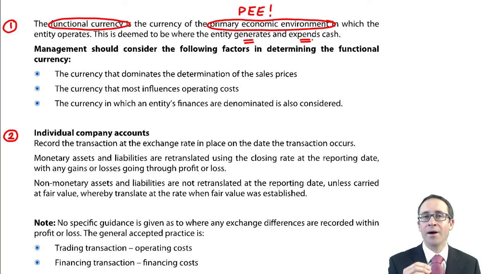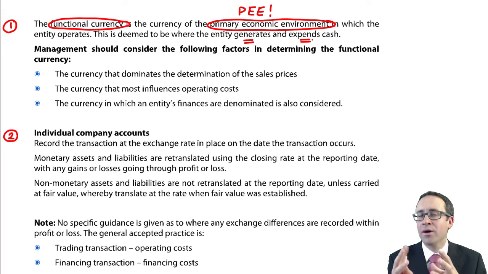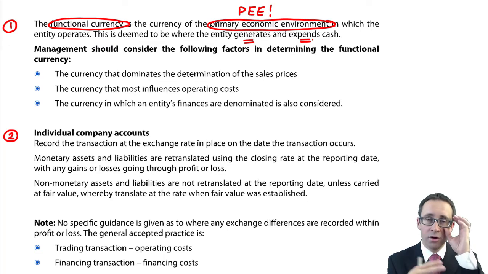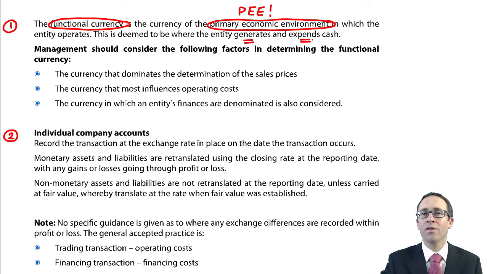Okay, how do we generate the cash? So what are our sales in? How do we expend the cash? So what are expenses in? And we look at what the majority of the generation of cash and the majority of the expenditure of cash is in to determine our primary economic environment. Because don't forget, we're going to have lots of transactions going on, and some could be in different currencies to others. Okay, so we look at what the majority of those transactions relate to.